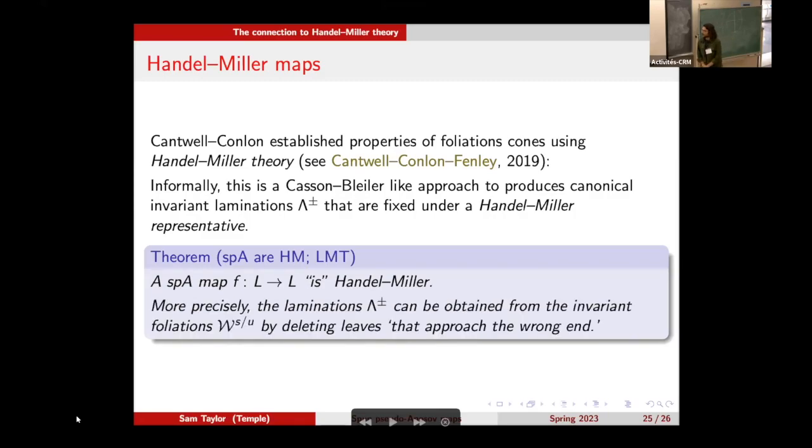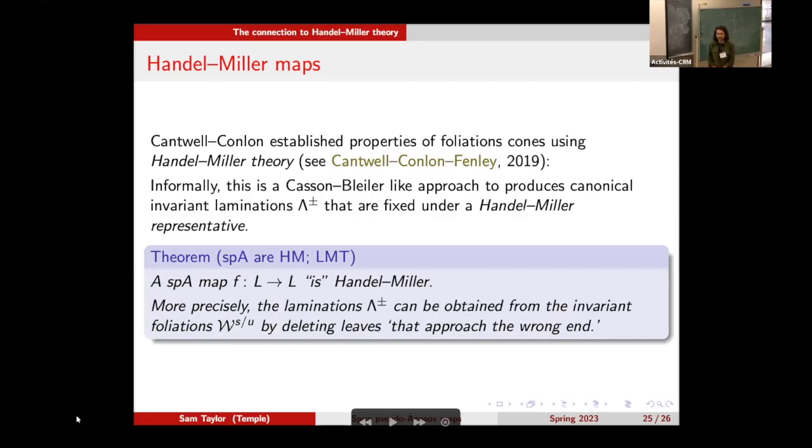And maybe something to say that's slightly easier to understand is that this previous theory gives you laminations that are invariant under the maps. These laminations actually naturally arise as sublaminations of these invariant foliations. So our theory gives you these invariant foliations that naturally come from the stable and unstable foliations of the initial pseudo-Anosov, of the pseudo-Anosov flow. And if one takes those foliations and throws away leaves that sort of venture into the wrong ends, what one is left with are singular laminations that are these canonical Handel-Miller laminations.